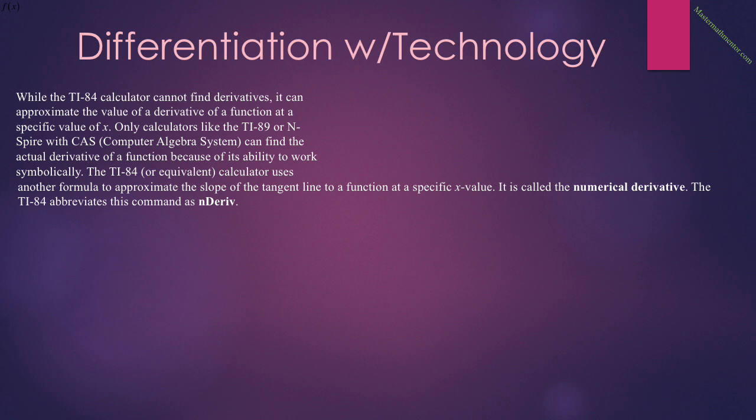The TI-84 calculator only works numerically, and it uses another formula to approximate the slope of the tangent line to a function at a specific x value. They call it the numerical derivative, and the TI-84 abbreviates this command as nderiv.